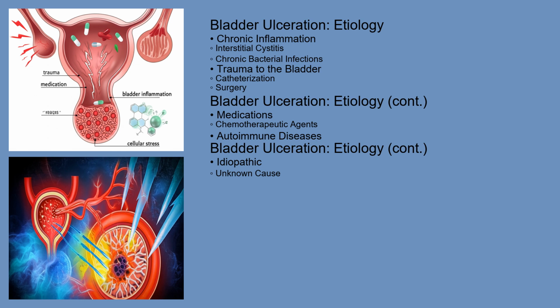The etiology, or the origins, are multifaceted. Chronic inflammation of the bladder lining, often due to conditions like interstitial cystitis or chronic bacterial infections, is a primary culprit. Trauma to the bladder, perhaps from catheterization or surgery, can also damage the delicate lining. Certain medications, particularly chemotherapeutic agents, can be toxic to the bladder and lead to ulcer formation. Autoimmune diseases, where the body attacks its own tissues, can sometimes target the bladder, and in some cases, the exact cause remains unknown, termed idiopathic bladder ulceration.